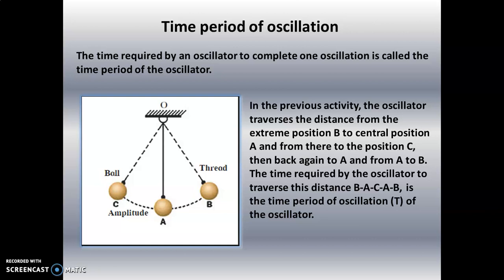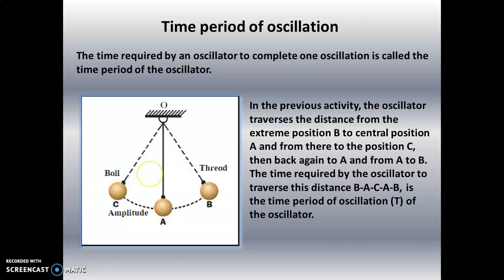As the name suggests, time period means the time required for the oscillation. Let's see. The time required by an oscillator to complete one oscillation. So this is my oscillator. The time required by this oscillator or pendulum to complete one oscillation is called the time period of the oscillator.